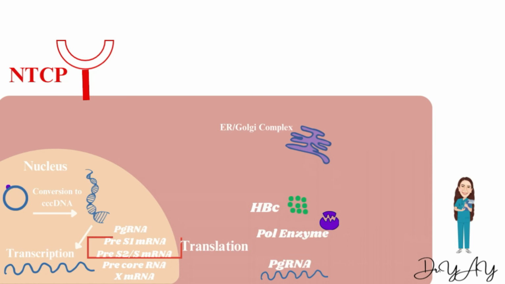Next are the pre-S RNAs, which encode the different sized surface proteins, which are formed and processed at the endoplasmic reticulum Golgi apparatus complex to be later involved in the formation of the viral envelope of the newly formed virus.